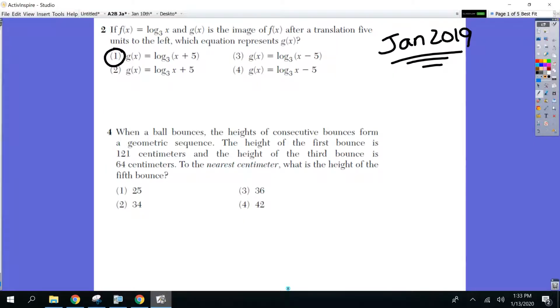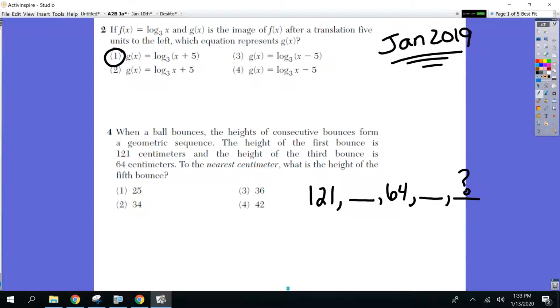Number 4. I'll let you read through number 4. All right, so here's what it's telling me. 121 for my first bounce. Do I know what the second bounce is? Nope. I know the third bounce is 64. Do I know what the fourth bounce is? Nope. And I'm trying to find what the fifth bounce is.